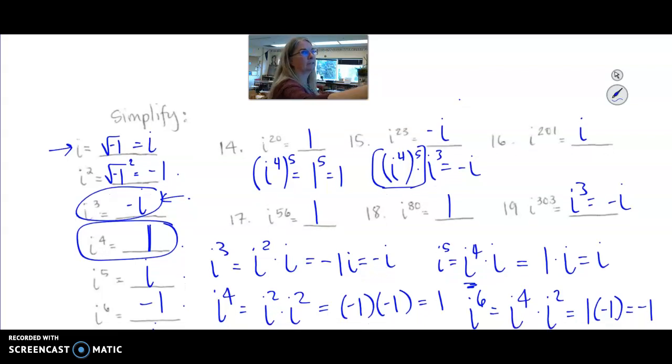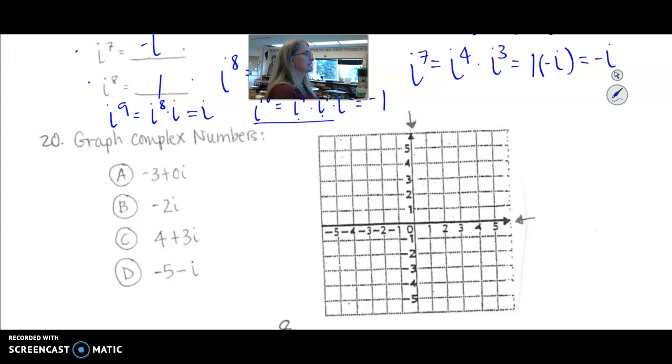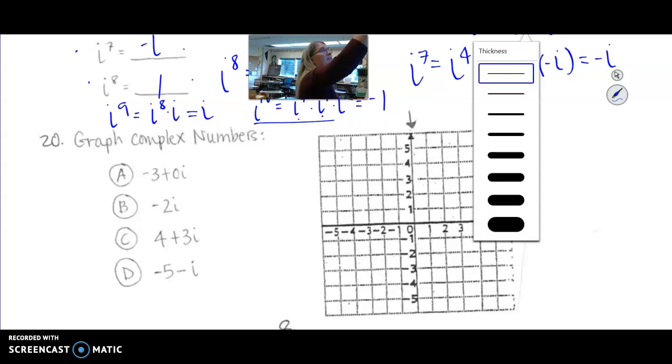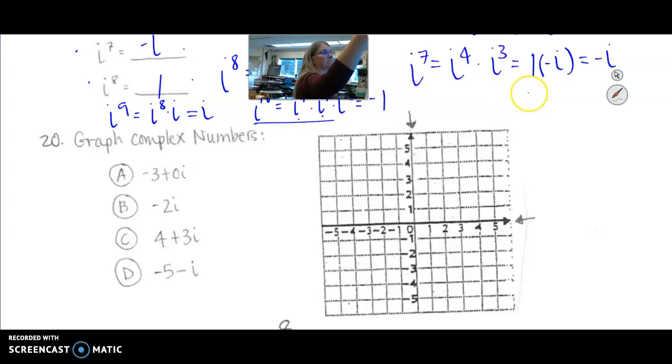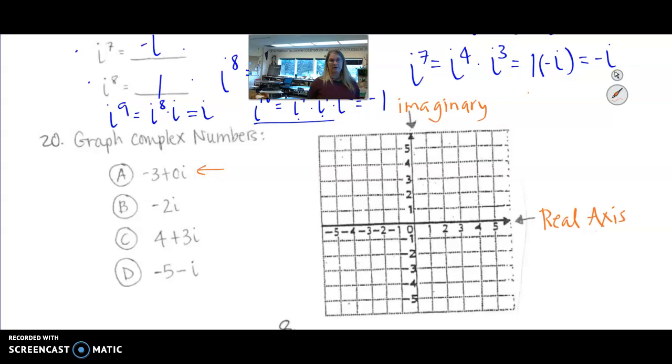Okay, so graphing. Let's look at how you graph complex numbers. And this part, I think you'll find to be relatively easy. With this, we're going to have what's called a real axis, and an imaginary axis. So it's just like graphing an ordered pair. When you're graphing -3 plus 0i, the -3 goes on the real axis, so you go -3 in the negative real direction, and then 0 in the imaginary direction. So we're going to go right here, -3, comma 0, and this would be point A.